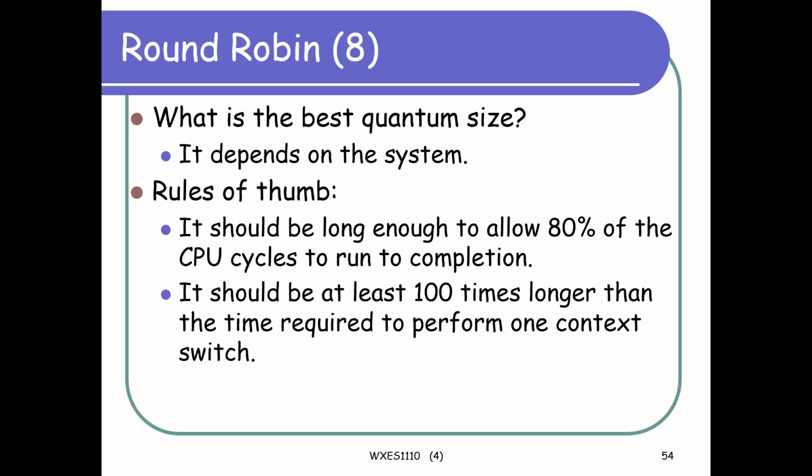So in round robin, in order to implement it, you must know the best quantum size. It depends on the system. The system designer must know what the best quantum size is. Some guidelines, rule of thumb: it should be long enough to allow 80% of the CPU cycles to run to completion. It should be at least 100 times longer than the time required to perform one context switch.